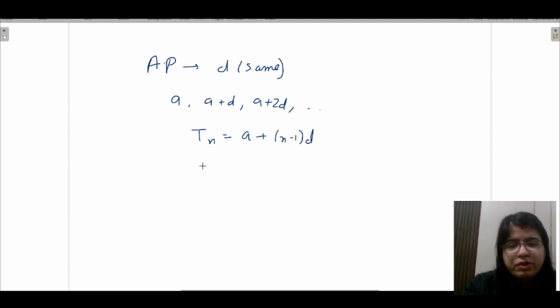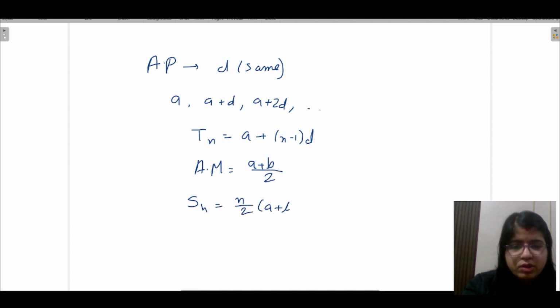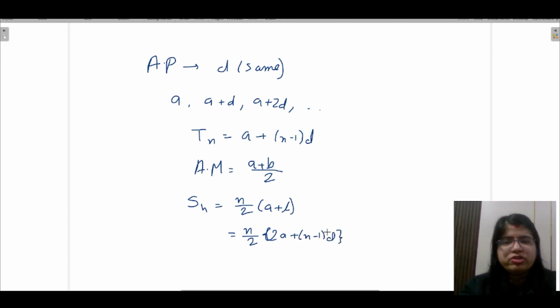Okay. Then we found out that the arithmetic mean of two numbers A and B will be A plus B by 2. Then we found that the sum of n terms is equal to n by 2 into a plus l, or it is n by 2 into 2a plus n minus 1 into d. Okay, and then we solved some questions.